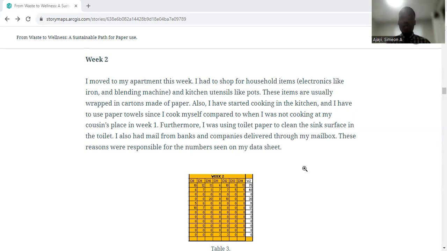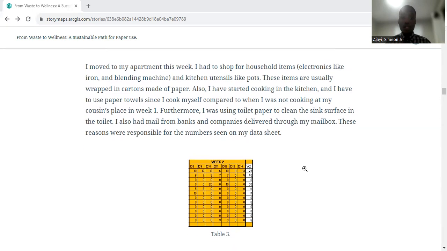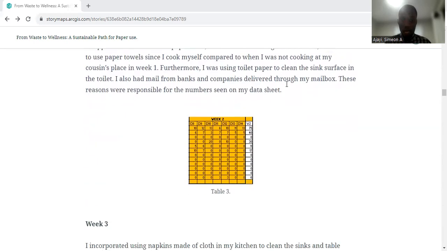Furthermore, I was using toilet paper to clean the sink surface in the toilets. I also had mail from banks and companies delivered through my mailbox. These contributed a very big percentage to the amount of paper product I used during this week. So these reasons were responsible for the numbers seen on my data sheet here.